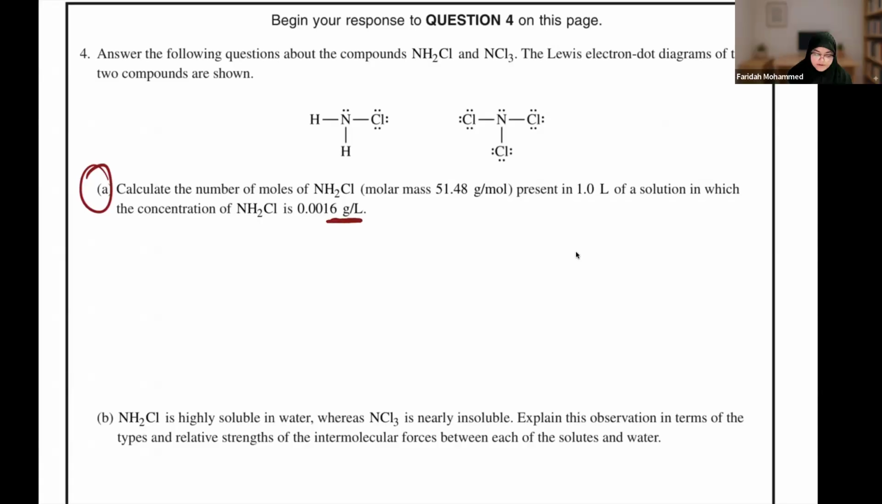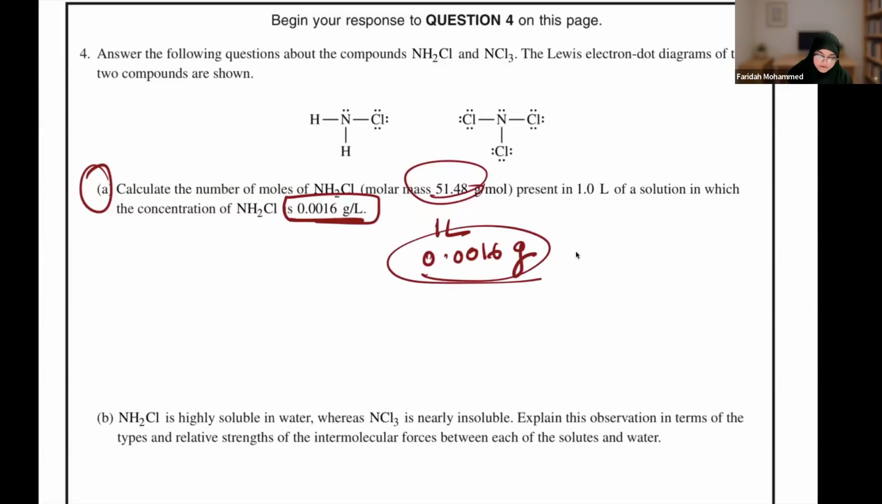This is gram per liter. Whenever you see this, you can kind of just say, for 1 liter, you have 0.0016 gram, right? And you have the molar mass, right? So you take the grams. You can do it 2 ways. You can do it with stoic, or you can do this simpler version. It doesn't matter, okay? So let's say you want to do it with the stoic.